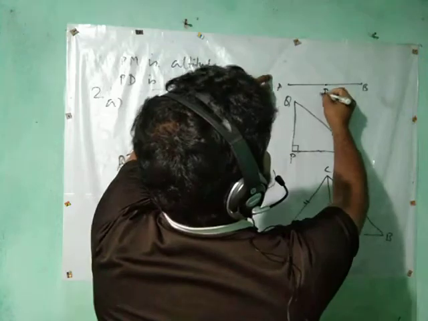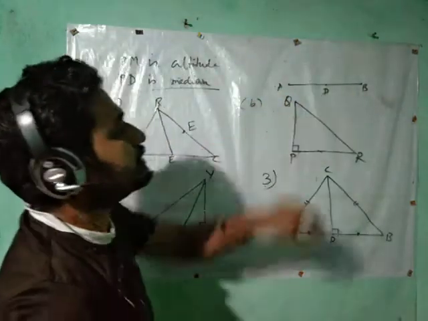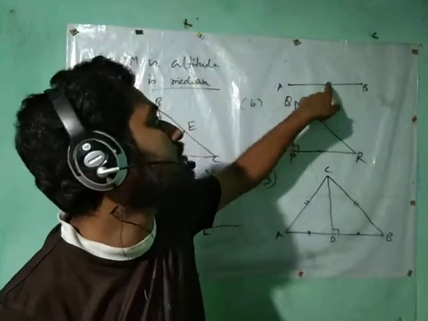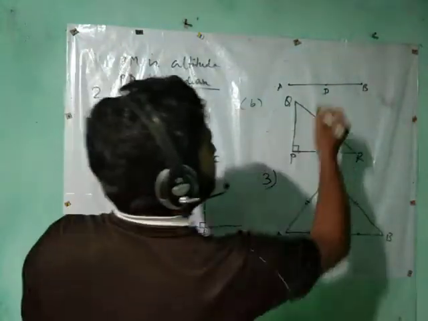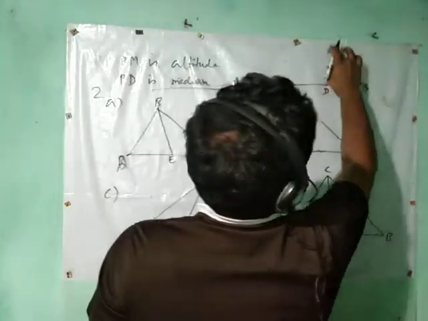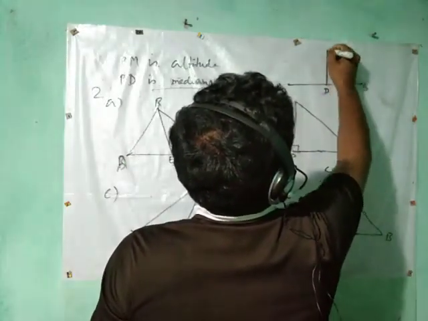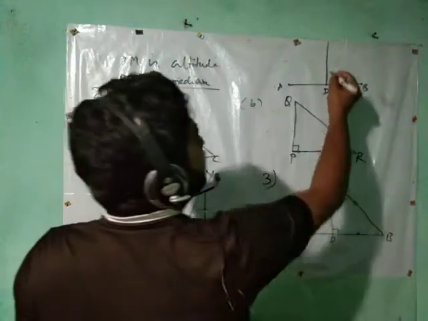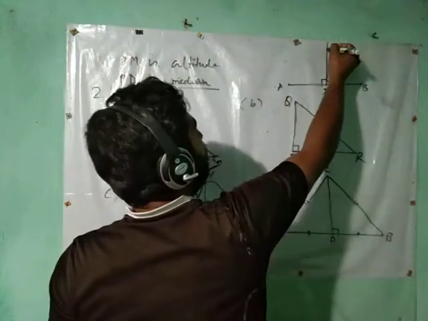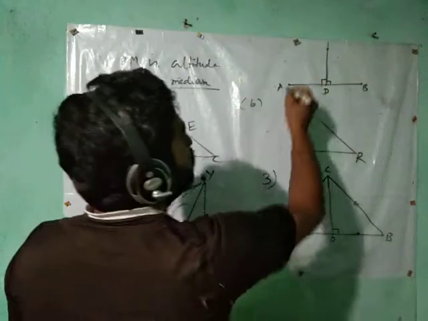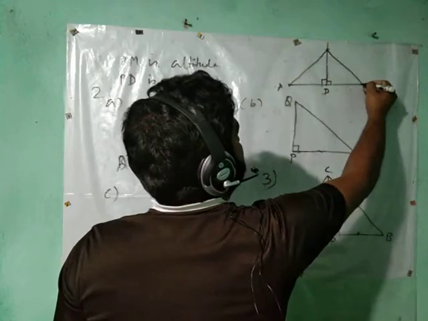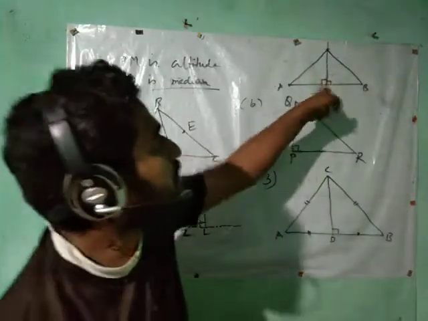I will call it D. So can I draw a perpendicular on this point? Yes, like this it will go, isn't it? So this will be perpendicular, this will be perpendicular. Now take any point on this perpendicular and join them. Won't it look like this?